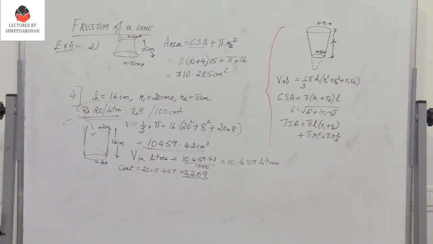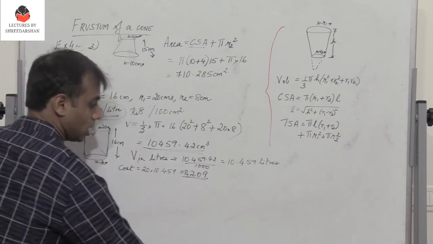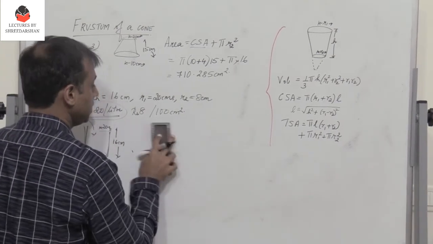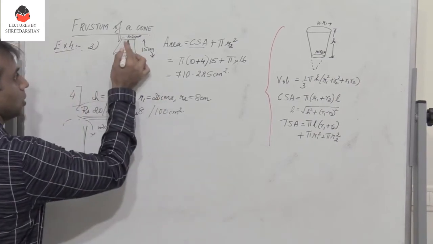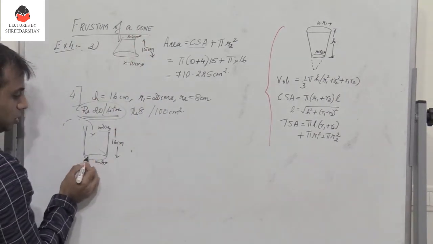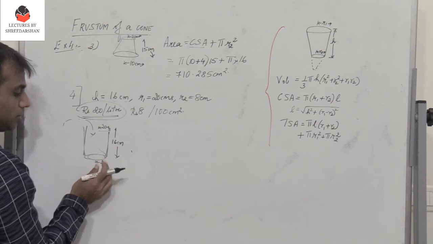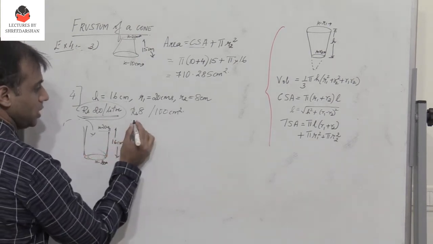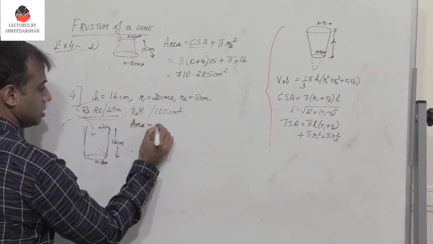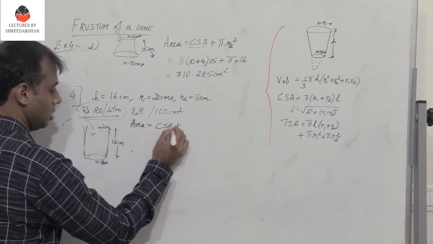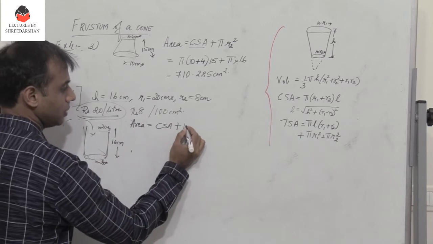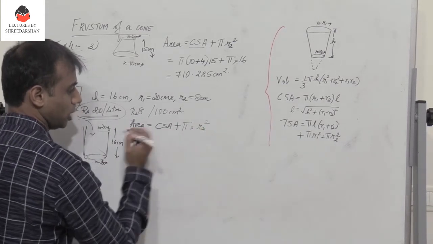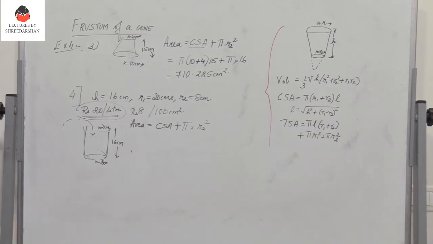And what is the total curved surface area? So now I need to find the total curved surface area. Now in the previous case, the top was closed. So here in the container, the bottom is closed and the bottom is the smaller region. So the total surface area is nothing but the curved surface area plus the area of the bottom, which is pi into r2 square.